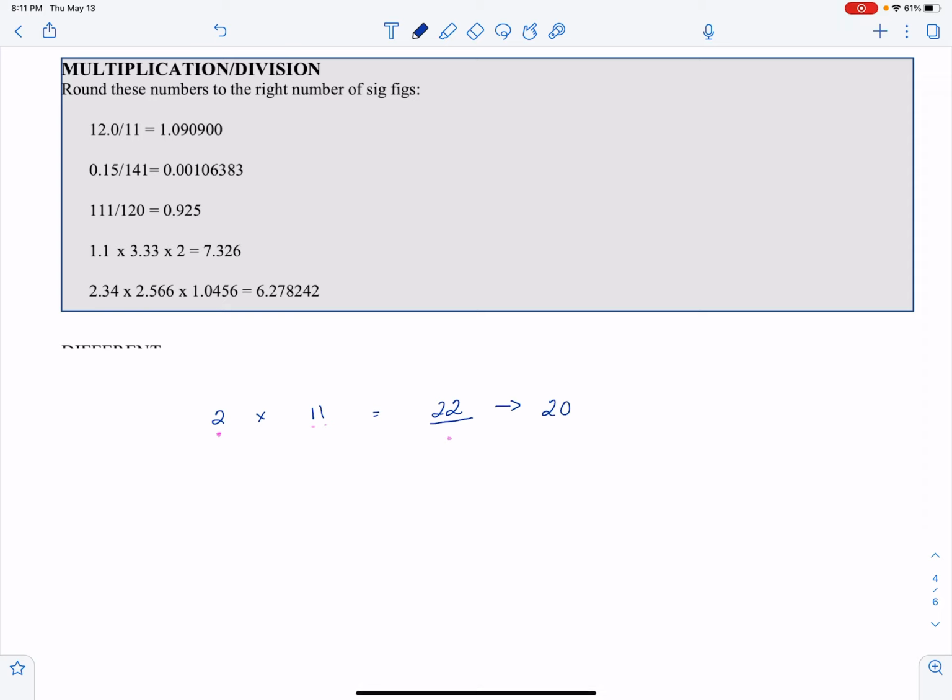I'm going to have to round him to 20. And that's okay. There's no decimal in there. Remember our little rule, when there's not a decimal, you go right to left. And that's the only number that I have to count for sig figs.